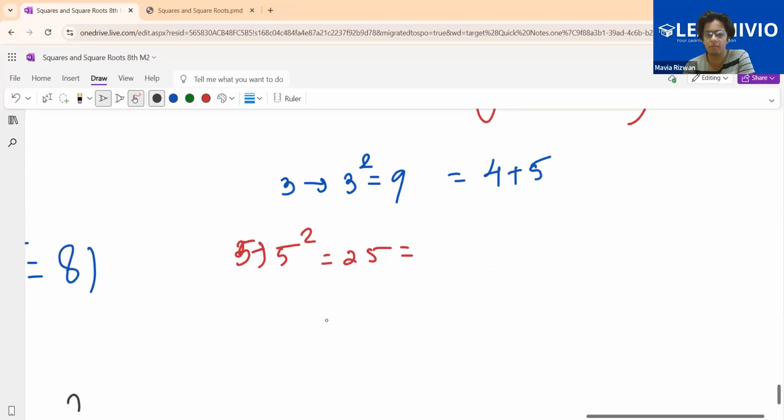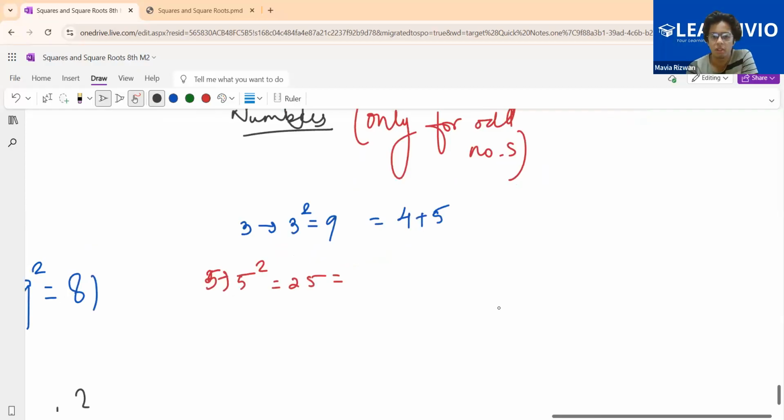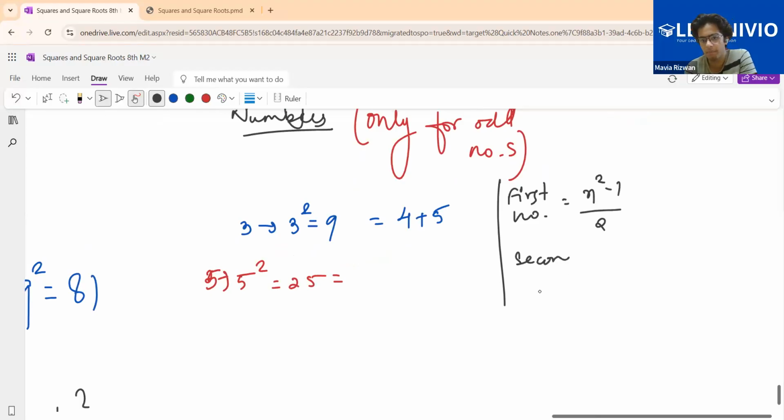as I write the trick here, the first number is given by n square minus 1 by 2, where n is the number, and the second number is given by n square plus 1 by 2. So you say, sir, I did not understand this. Not yet, you won't. When I explain this to you, you will get it.